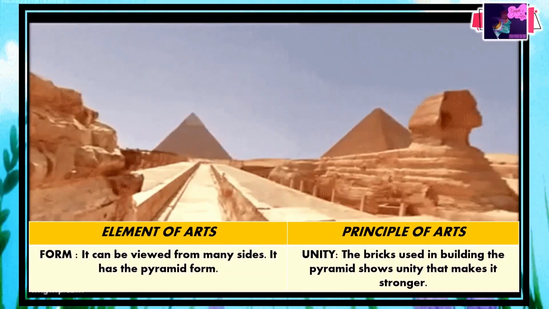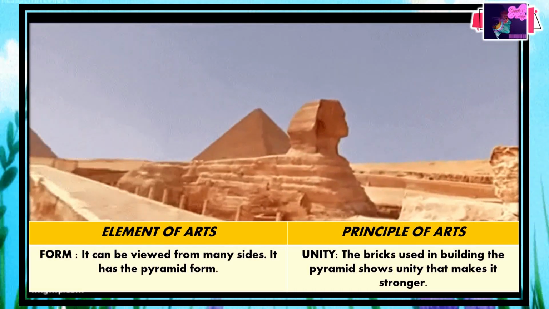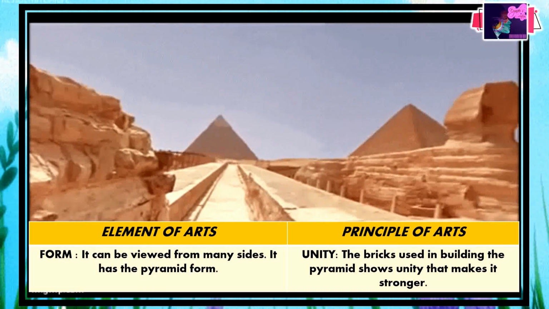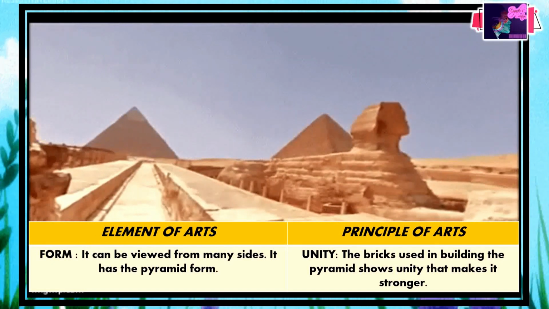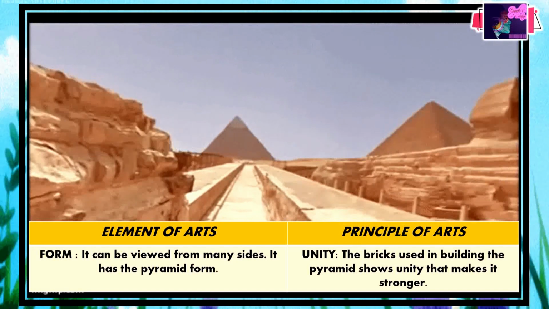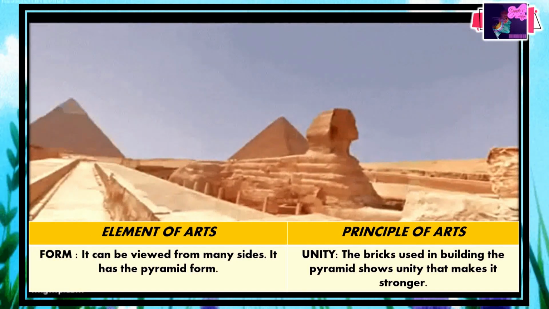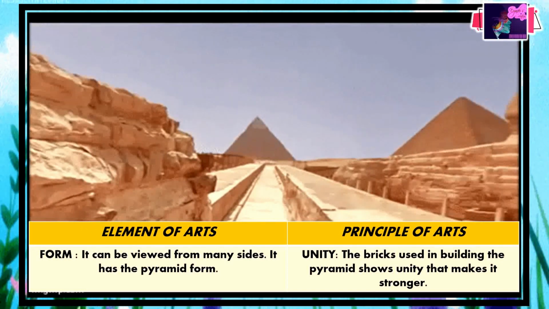Let's now see the elements of arts present in the Pyramid of Giza. Let's have form. It can be viewed from many sides and it has the pyramid form. For the principle of arts, the unity is present because the bricks used in building the pyramid show unity that make it stronger. Once again, that's the Pyramid of Giza.